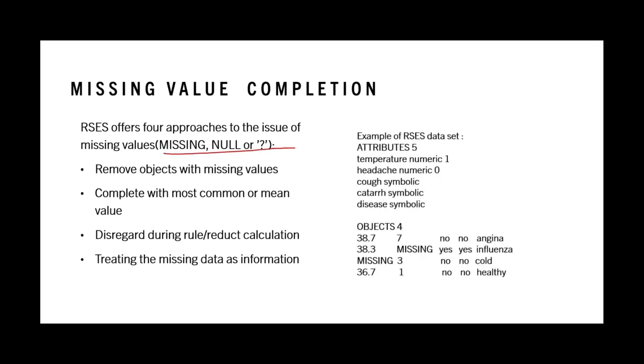Coming to the example of missing value completion, this example has 4 objects and 5 attributes: temperature, headache, cough, catarrh, and disease. In the first object, all the data is available and there is no missing data. But in the second object, the headache value is missing. The first approach of RSES says that we could just remove this complete object from evaluation. The second approach says that we replace or complete the missing data with the mean or the most common value. The third approach says that we could disregard this object during the reduct or rule calculation. And the fourth approach says that we could treat this missing value as valid information, as we treat 7, 3, or 1.